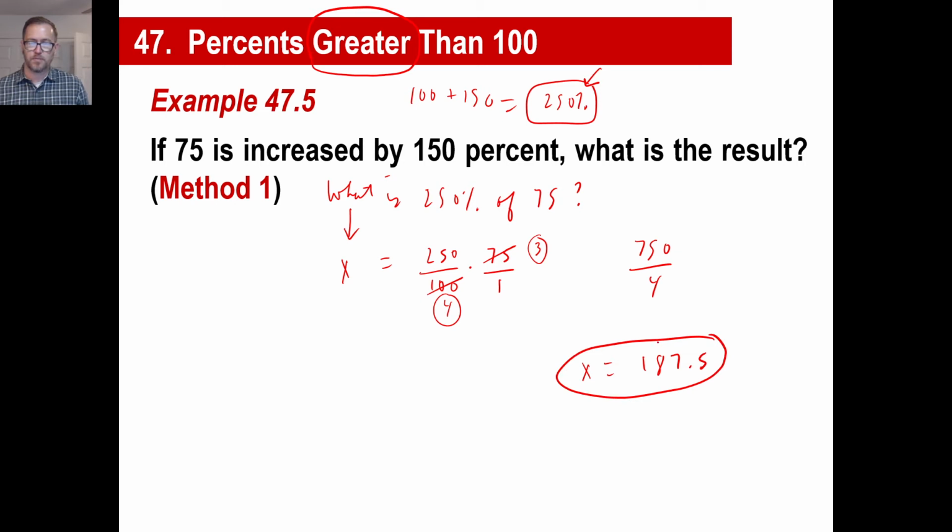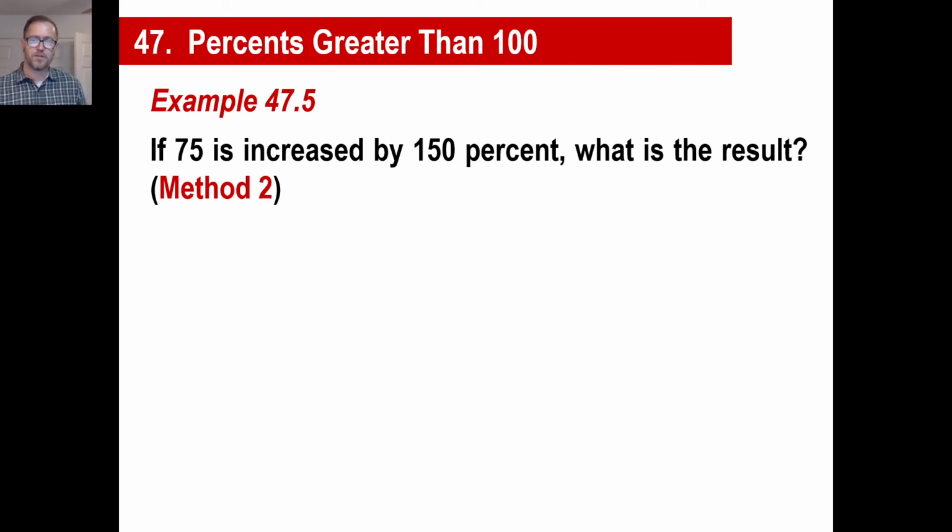That is 150% of an increase from 75. Okay. Because a 100% increase from 75 is 75 plus 75, which is 150. This is a little more. That's a sensible answer. Let's go method 2.